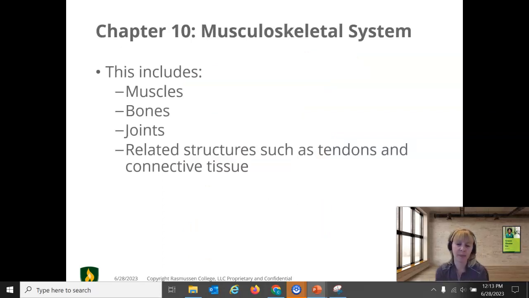And our last chapter that we're going to talk about is Chapter 10. So for this week, you have chapters 4, 5, and 10. Chapter 10 refers to the musculoskeletal system, which functions to support your body and provide movement to body parts and organs. This will include things like your muscles, bones, joints, and other related structures like tendons and connective tissue.